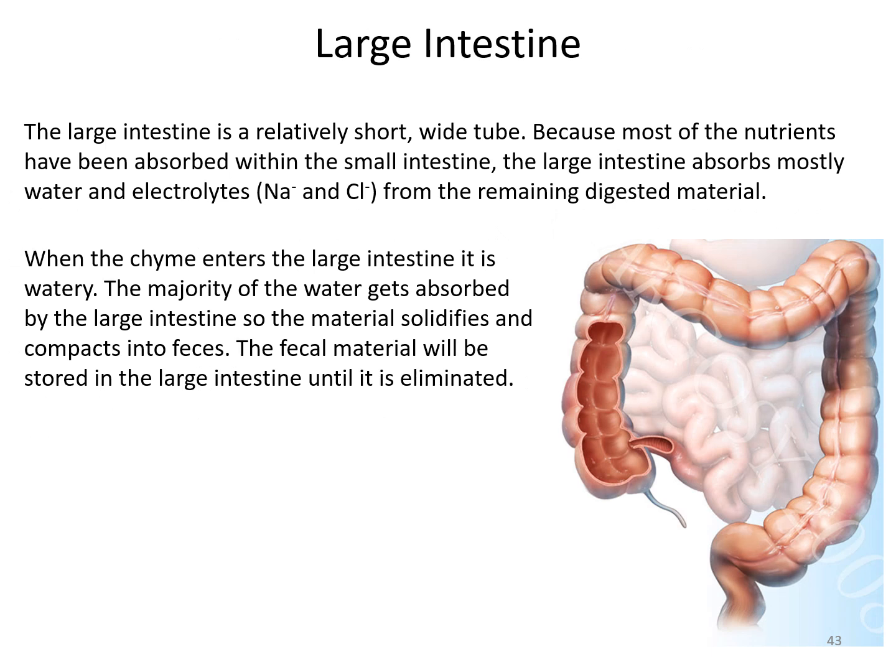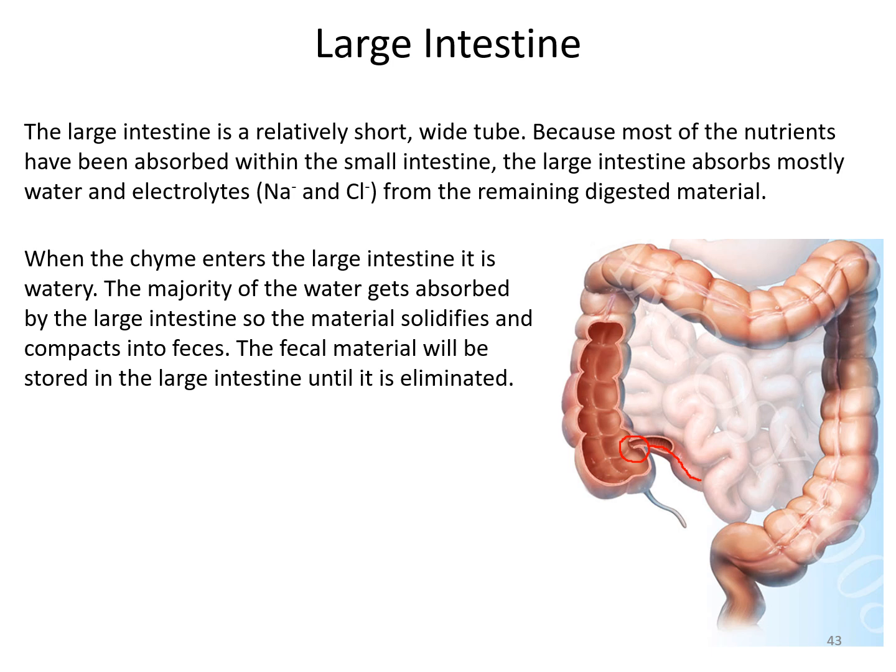So finally, we're moving on into the large intestine. Right here where I'm highlighting is the ileum of the small intestine, and you can see it's going to come into the large intestine. This would be the ileocecal valve. The large intestine is a relatively short and wide tube. Because the majority of the nutrients got absorbed in the small intestine, the large intestine is mostly going to absorb water and electrolytes that are still remaining in the chyme.